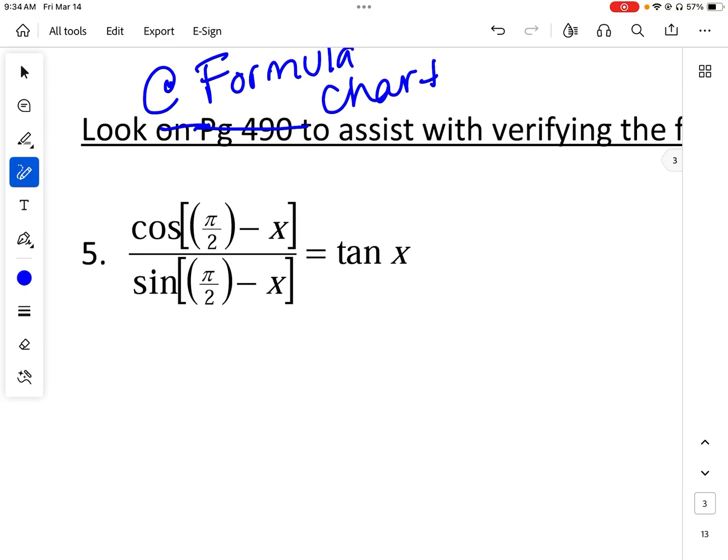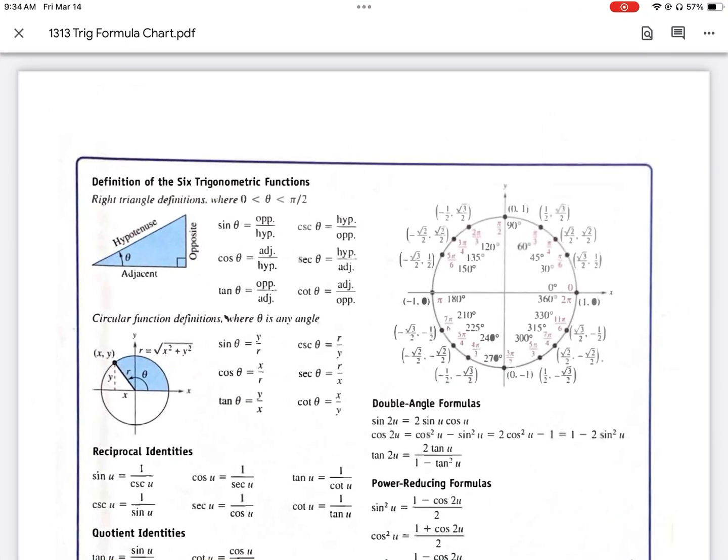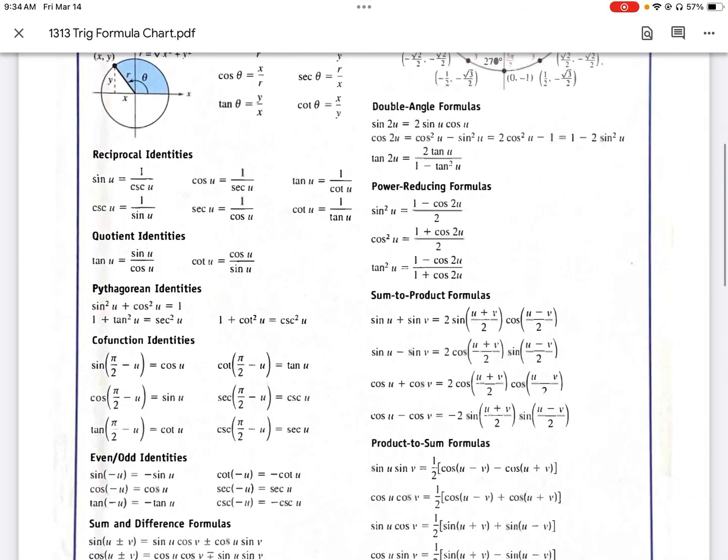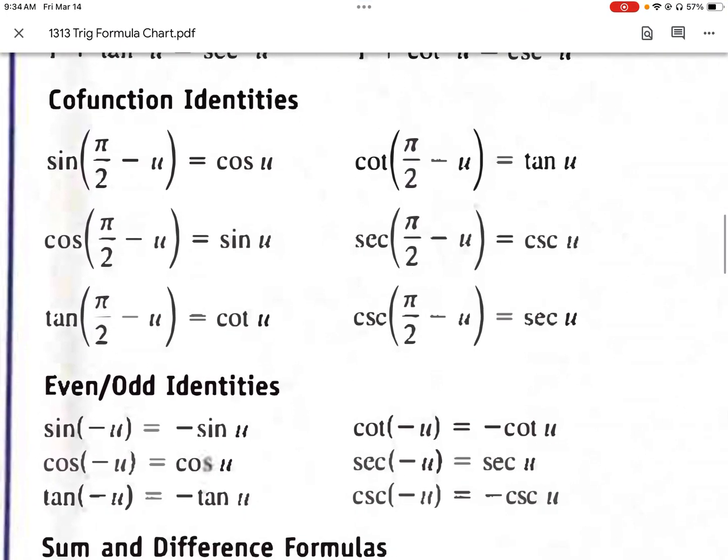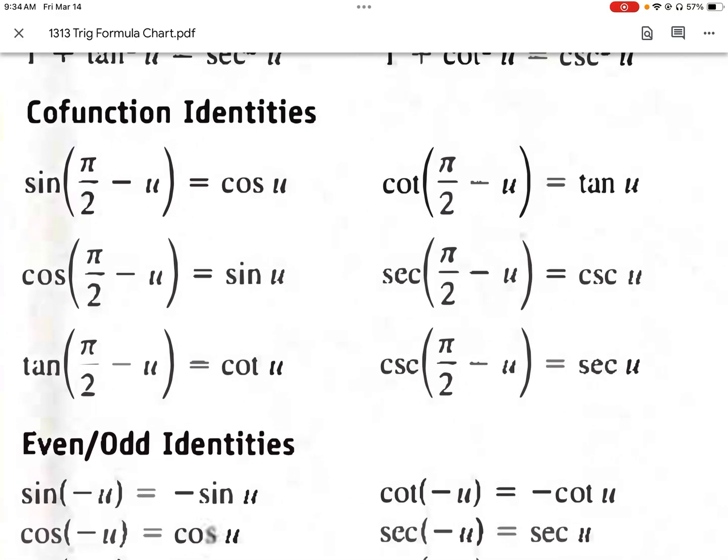Okay, so this looks kind of weird, right? We have not seen anything like that with the pi over 2. We've seen pi over 2 with our graphing, but not with identities. So let's see if there's any clues on our formula chart. This is something we have not looked at yet. These are the cofunction identities.